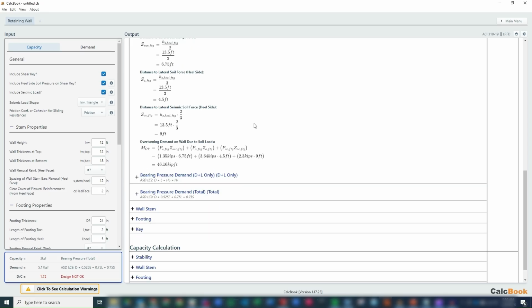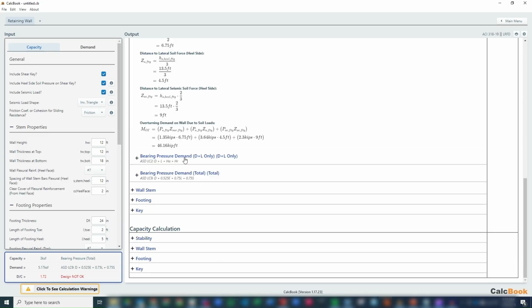From that, we calculate our overturning demand. So we just take our load times our distance for each of those different components, and we get a total overturning demand of 46.16 kip-feet. Then we can go to the capacity side.